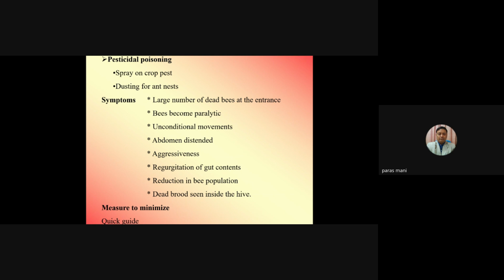How does the poisoning happen? Mostly due to the use of pesticides on crop plants when in flowering stages. Pesticides include insecticides or chemicals sprayed for disease control, that is, there might be bactericides, fungicides or viricides. And you must remember the symptoms, what happens in case of bee poisoning to the adult colony as well as the brood.